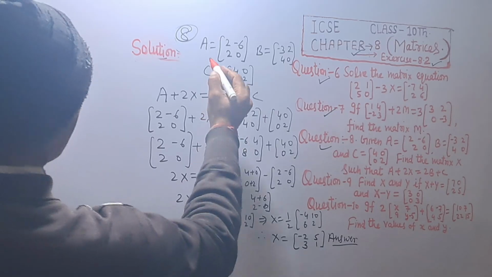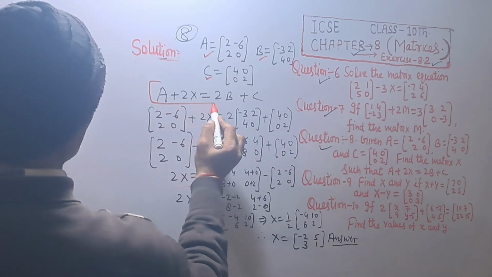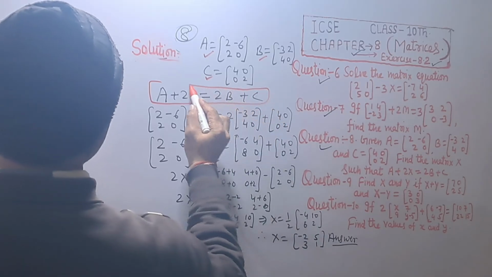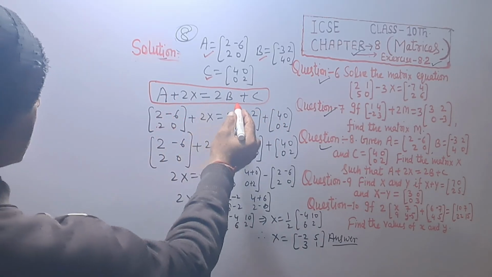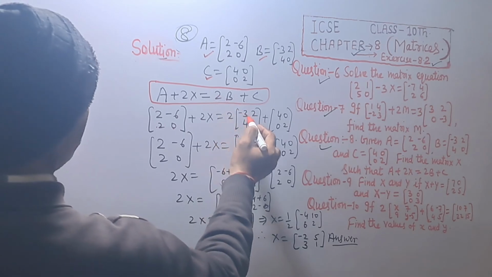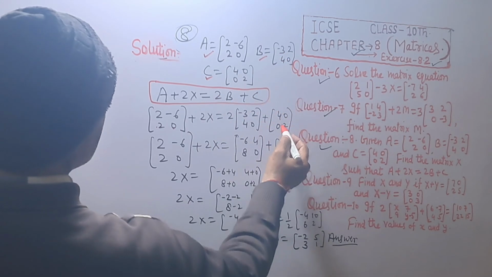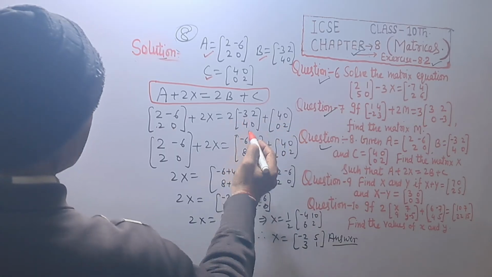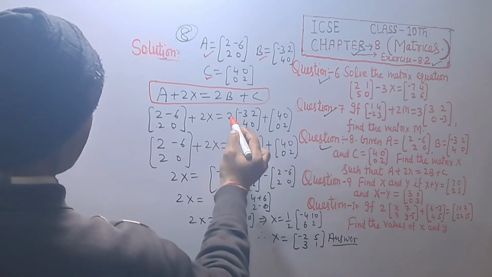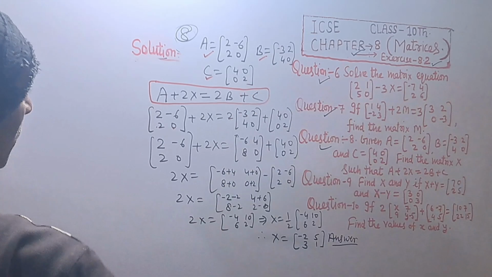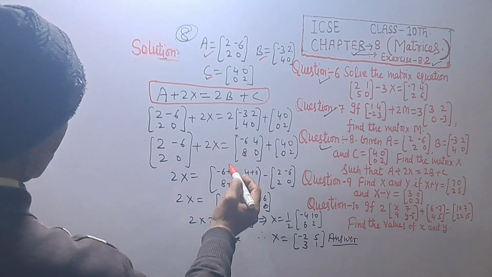Answer. Given A, B and C. A plus 2x equal to 2B plus C. A is [2, -6, 2, 0], plus 2x equal to 2 times B, which is [-3, 2, 4, 0], plus C is [4, 0, 0, 2]. 2 threes are 6, minus 2; 2 twos are 4; 4 twos are 8; 2 into 0 is 0; plus [4, 0, 0, 2].